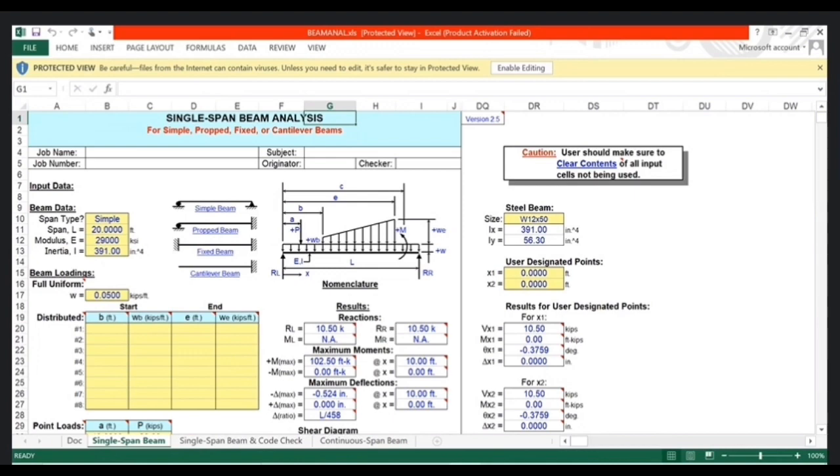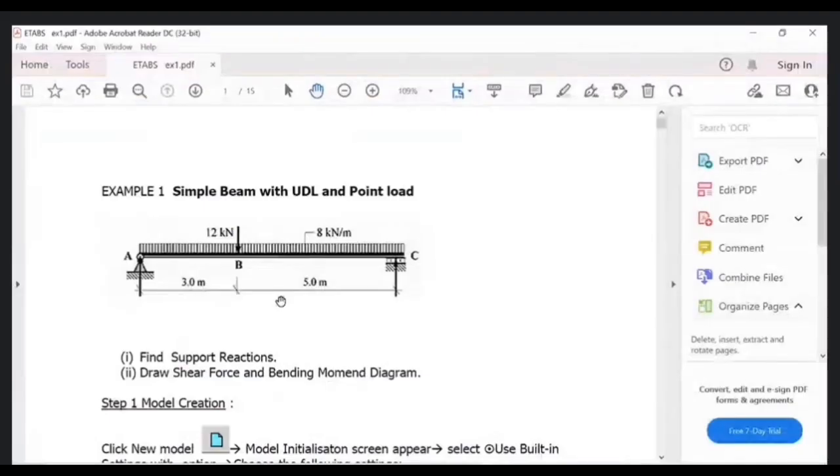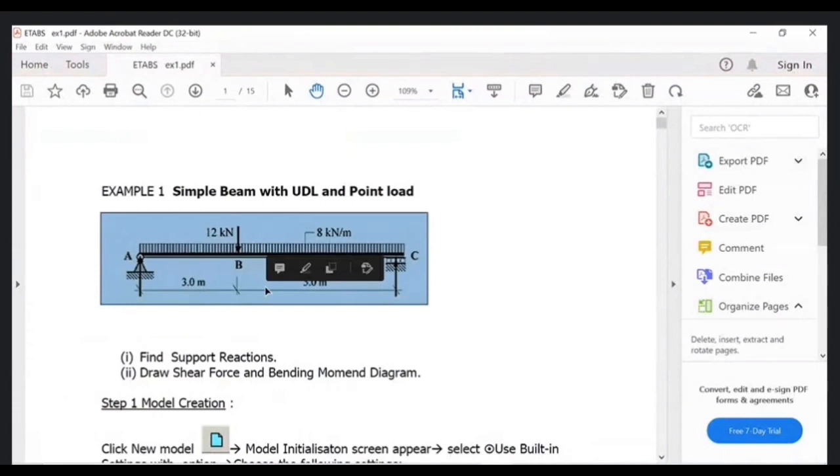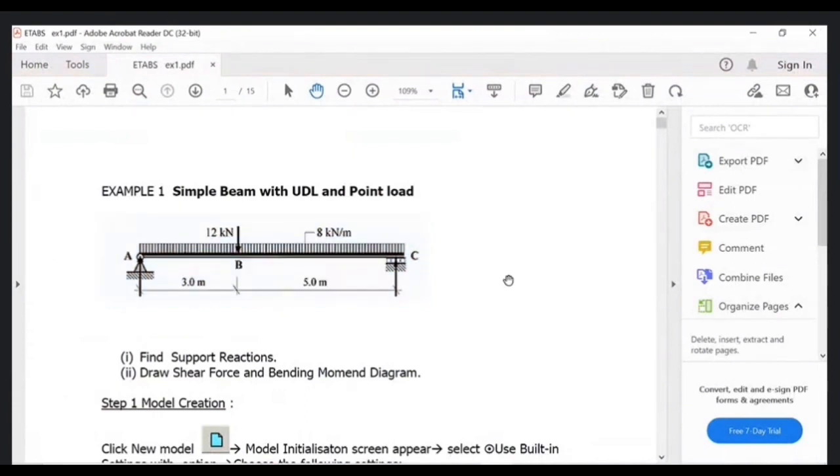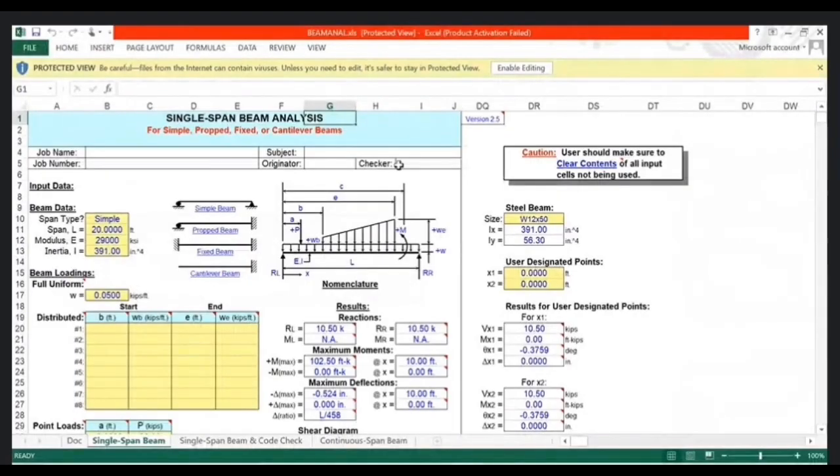So we can discuss a simple example. Now we can see this is the example of our beam. This is the simply supported beam on which two loads are acting. The first one is the point load and the second one is the UDL. We can analyze this beam in this Excel sheet. So firstly, I will introduce this Excel sheet.